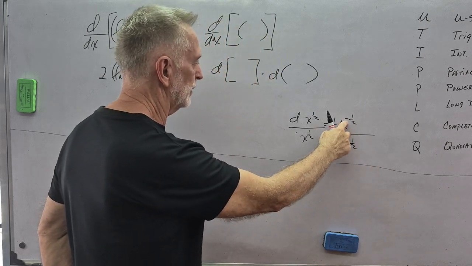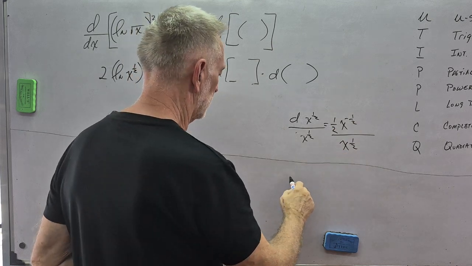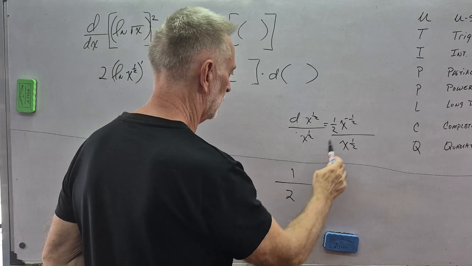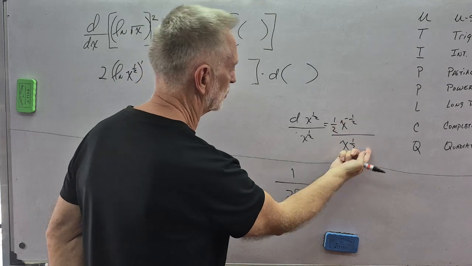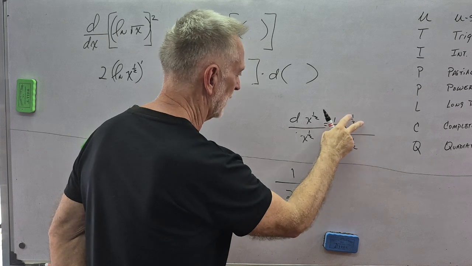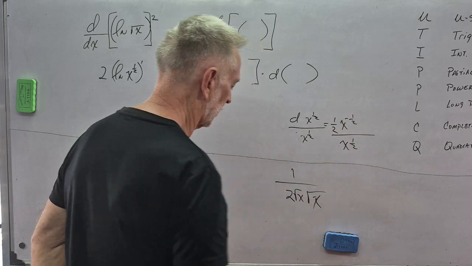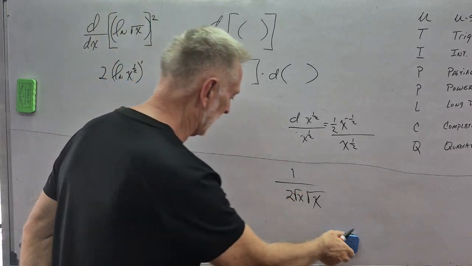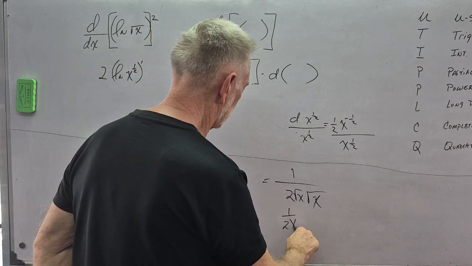Now, since it's a negative, I can flip it back down to the denominator. So I'm left with 1 over 2. I still have this square root of x down there, and I'm bringing this x to the negative 1/2 to the denominator, so it ends up looking like that. Square root of x times square root of x is x. So all this equals 1 over 2x.